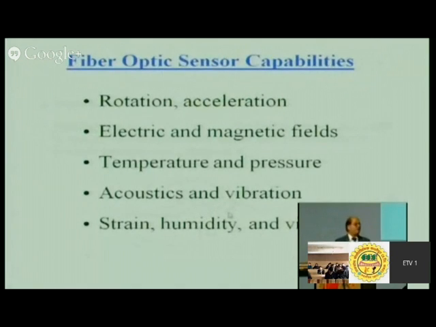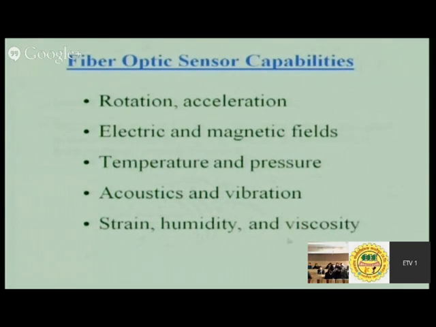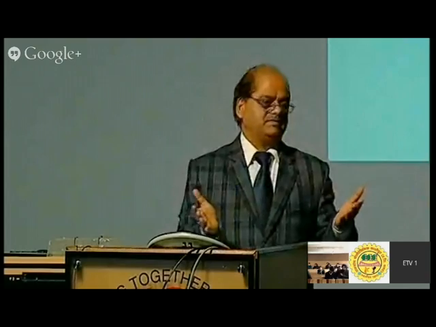Similarly, we can measure all kinds of things: rotation, acceleration, electric and magnetic field, temperature sensor, pressure sensor, acoustic sensor, humidity sensor, viscosity. A number of different types of sensors are possible. Whatever you think of is possible because I only need a transducer, which changes the physical parameter into some measurable parameter.